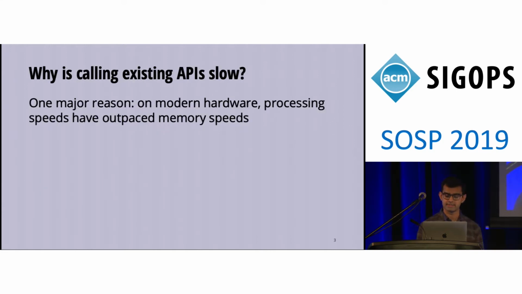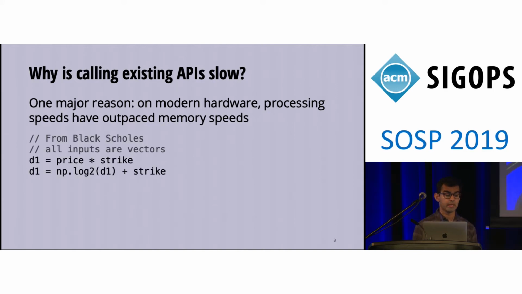So why is calling existing optimized APIs slow? One major reason is that on modern hardware, processing speeds have actually significantly outpaced memory access speeds over the last several decades. As a result, data-intensive computations are often bottlenecked by data movement between main memory and the CPU.